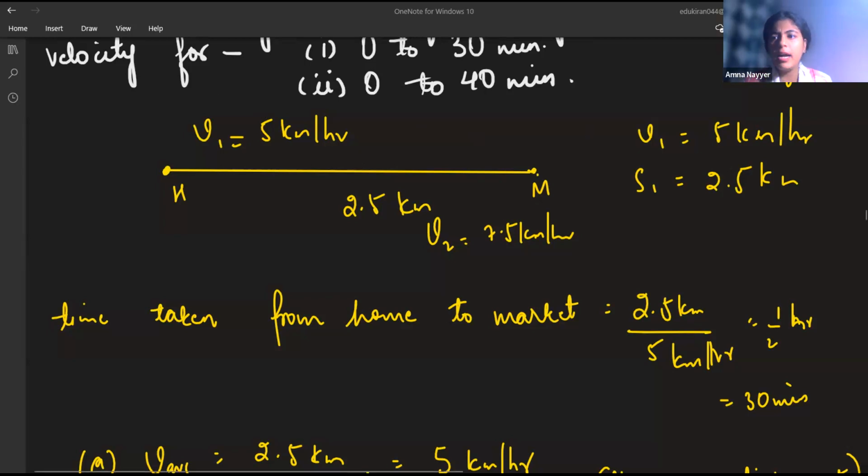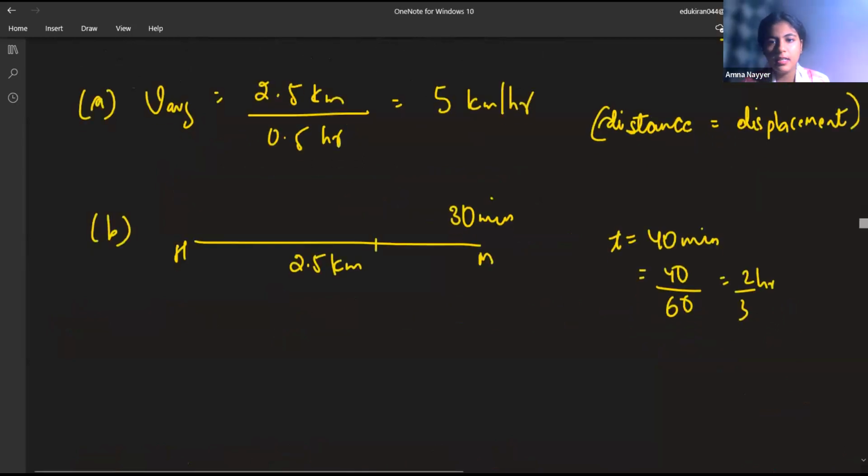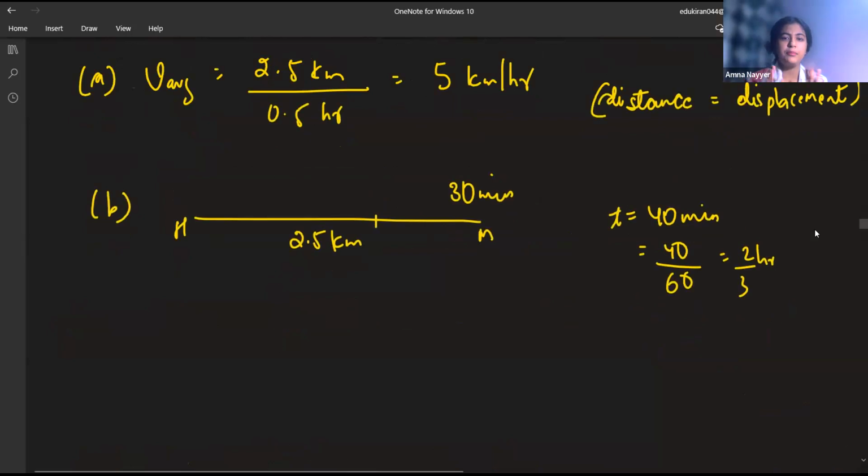Good. Now I'll discuss C class. Abdullah has already solved. I think this is sufficient time. See, this is clear, no? From home to market, this separation is 2.5 kilometers. Yes, correct. So when the person was going from home to market, what was the speed? 5 kilometers per hour. What was the time? 30 minutes, right?